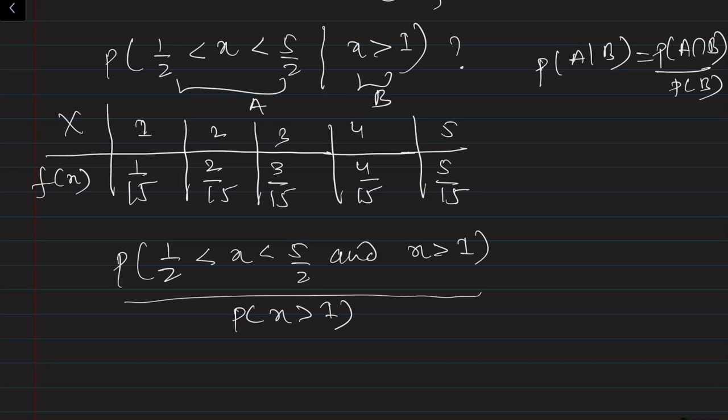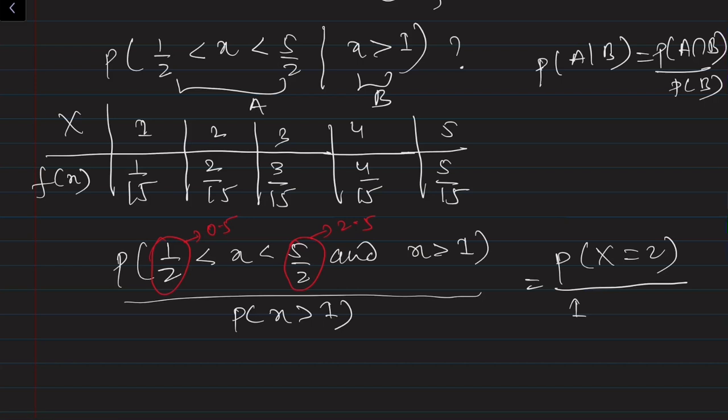So you can see that this is 0.5, this is 2.5, and this is 1. So this is nothing but probability x equals 2, right? Because x is greater than 0.5, less than 2.5, and x is also greater than 1. So it should be somewhere in between 1 and 2.5. So what is the discrete number between 1 and 2.5? That is 2, right? So this is probability at x equals 2.